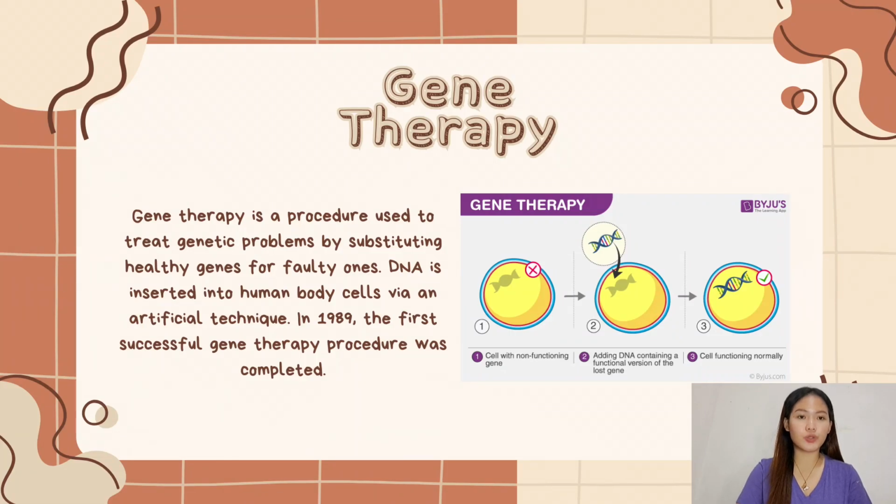Gene therapy is a procedure used to treat genetic problems by substituting healthy genes for faulty ones. DNA is inserted into human body cells via an artificial technique. In 1989, the first successful gene therapy procedure was completed. In this figure, a normal gene is injected into the cell that has a faulty gene to help the cell function normally. This method is primarily used to treat genetic disorders and battle diseases that affect the human body.